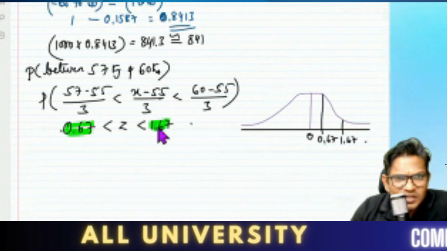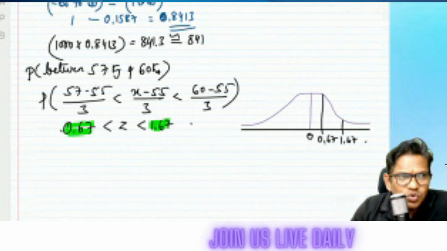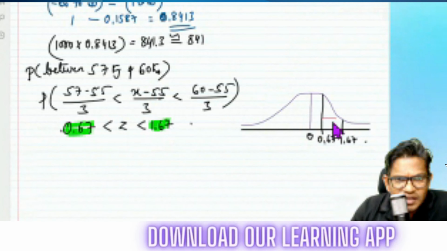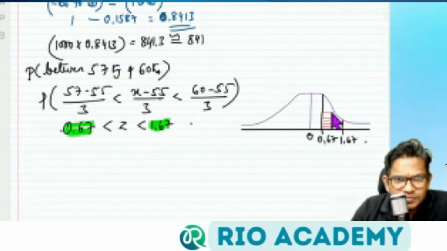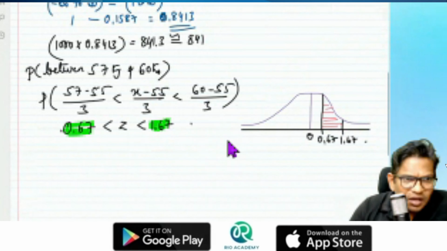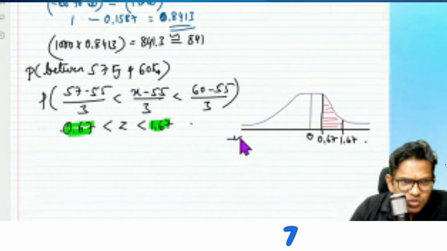So guys, look at that. 0.67, 1.67, correct? So this is the sign you should give here. And children, this is your minus infinity and plus infinity.